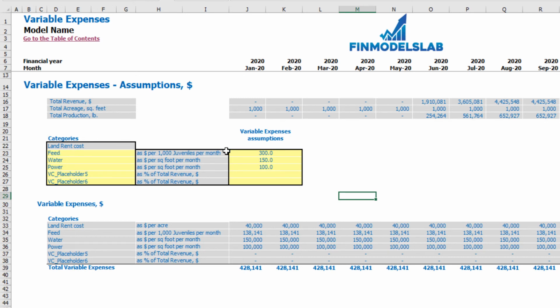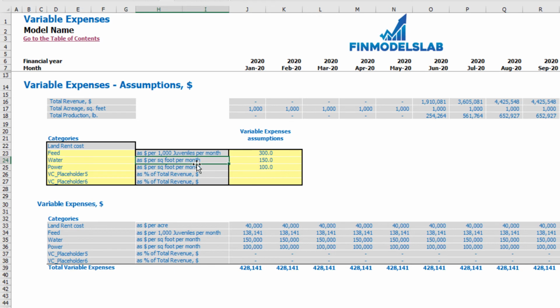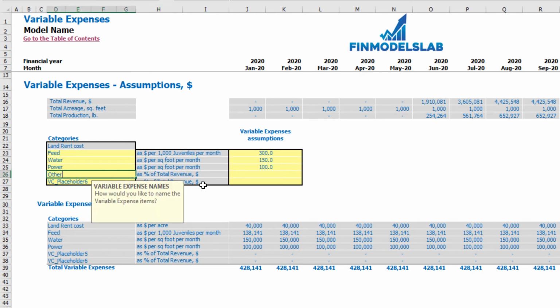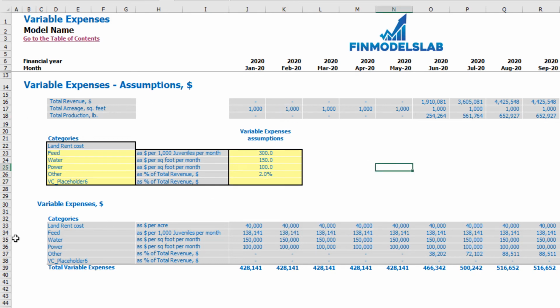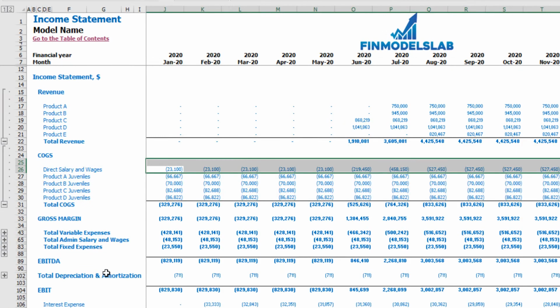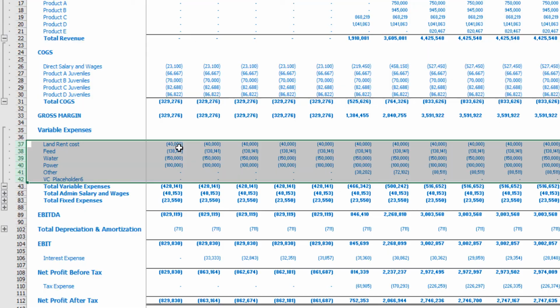For example, feed can be calculated as dollars per 1,000 juveniles per month, which is $300. Water and power can be calculated as dollar per square foot per month, and you have 2 options to calculate variable expense as a percentage of total revenue. For example, other can be calculated as 2% of your revenue. On the top you have the main drivers, which is total revenue, total acreage, and total production in pounds. And on the bottom you may see the calculation of these categories by months, and in the income statement tab under the variable expenses section you may see the breakdown of these categories by months.